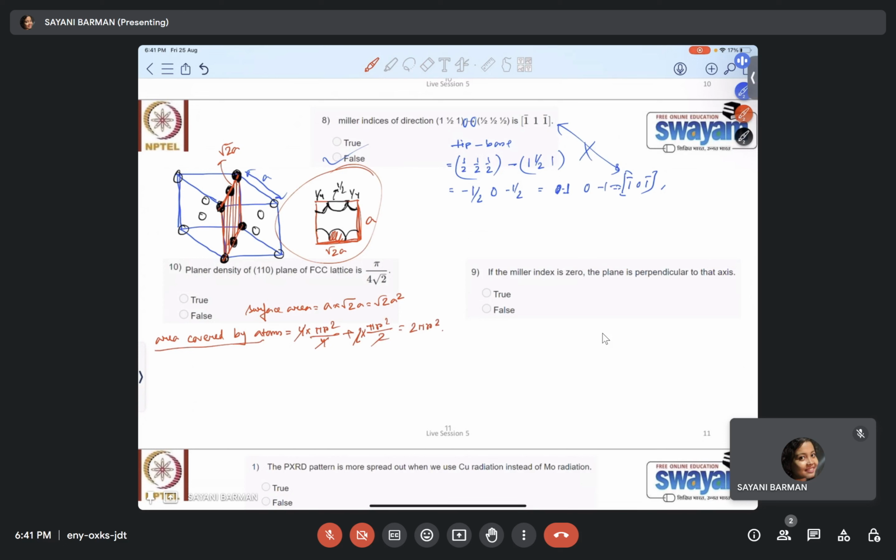Now for a face-centered lattice, what is it? Root 2a, you can write root 2a equals to, this much is r, this is 2r, this is r. So 4r, right? Then r equals root 2a by 4, right?